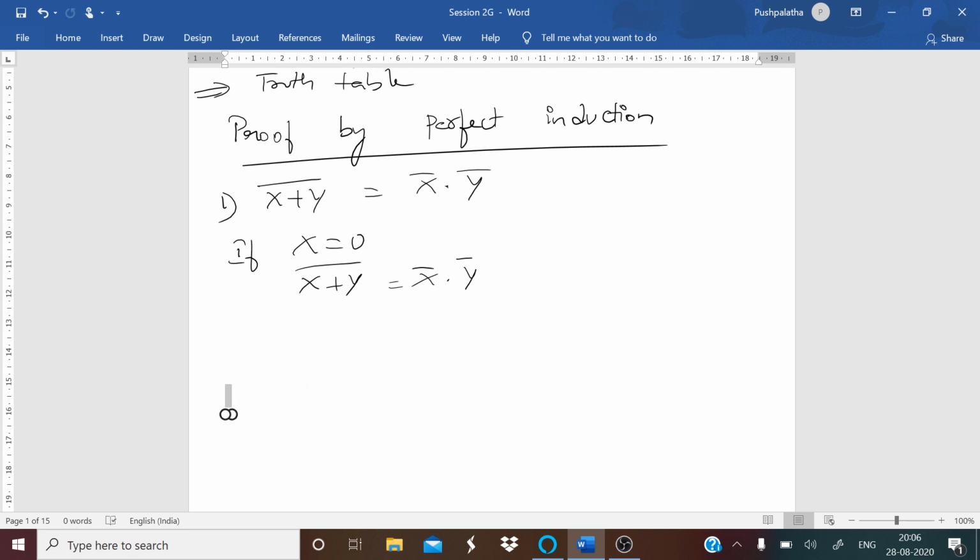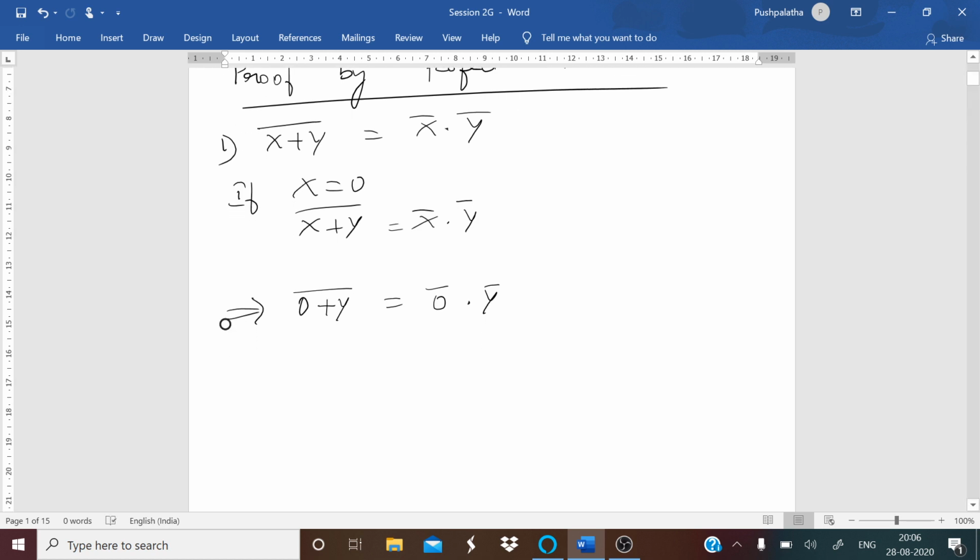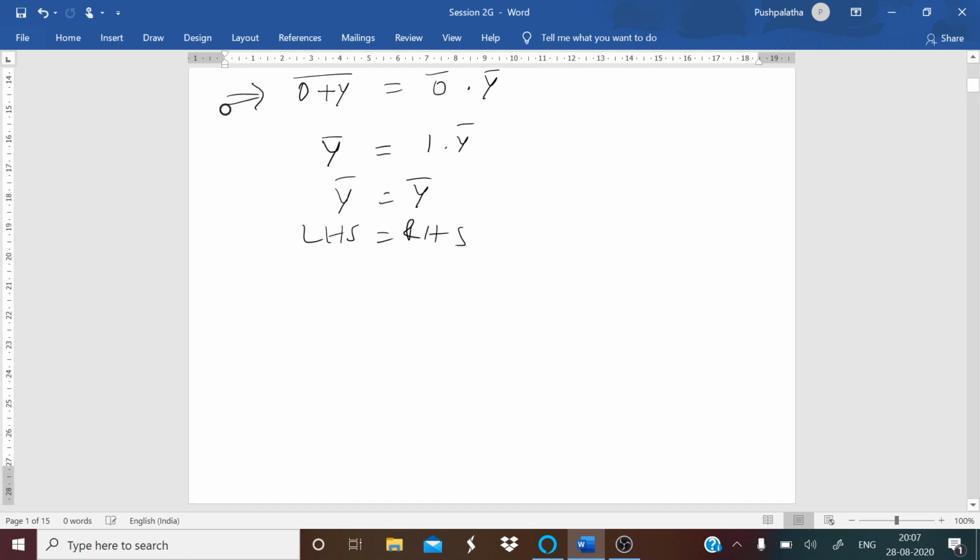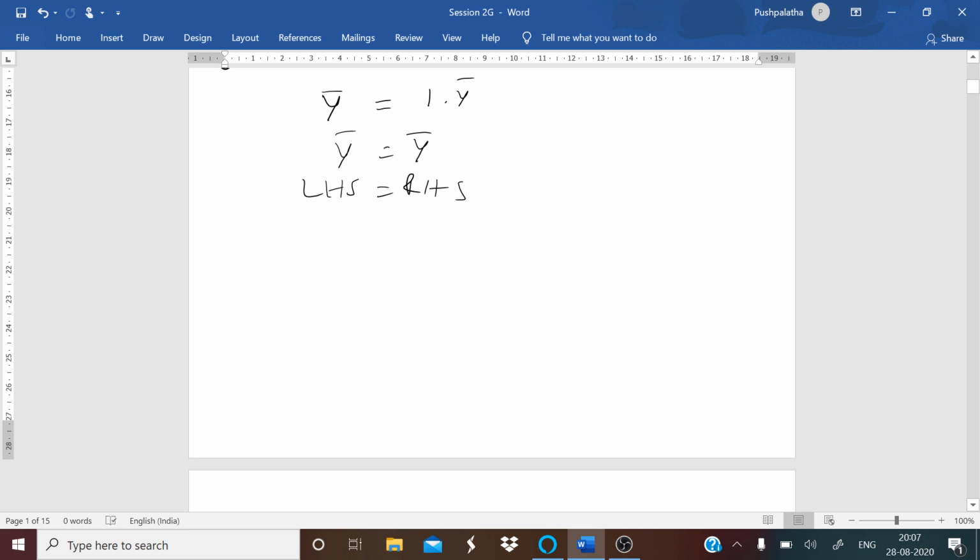That is, LHS should be equal to the RHS. Now we are going to substitute the value of x as 0. So instead of x we are taking 0: (0 plus y) the whole bar equals 0 bar into y bar. So what is 0 plus y? 0 plus y is y, so the LHS is y bar. And what is 0 bar? 0 bar is nothing but 1, because the complement of 0 is 1. 1 into y bar is y bar. So y bar equals y bar. The LHS is the same as the RHS, so this is one part you have proved using x equals 0.